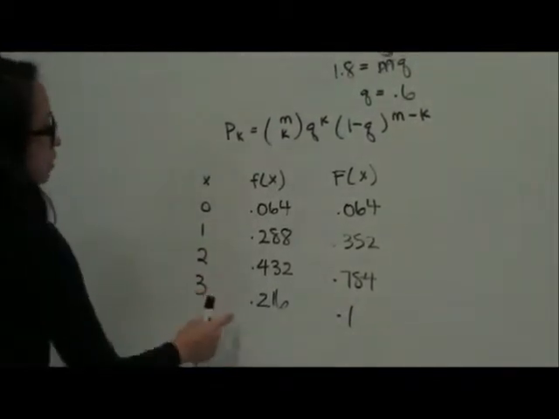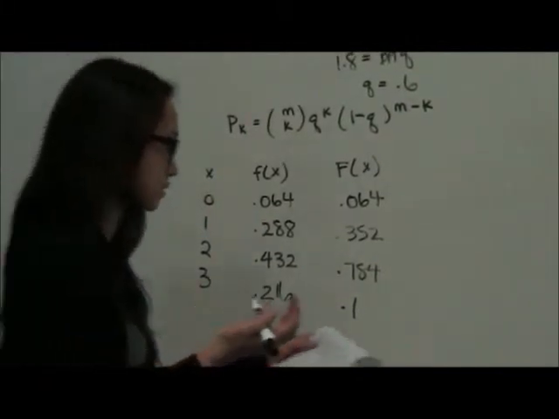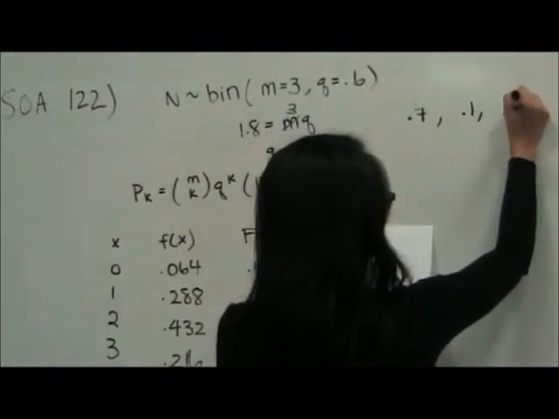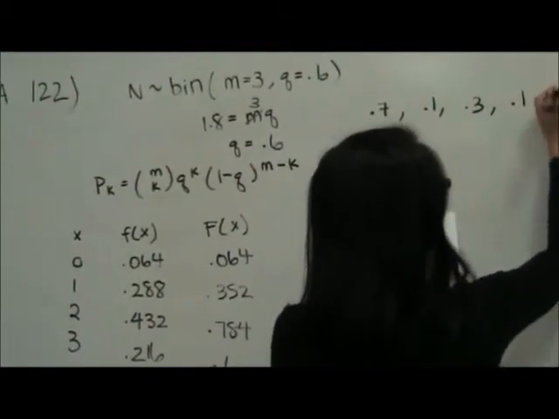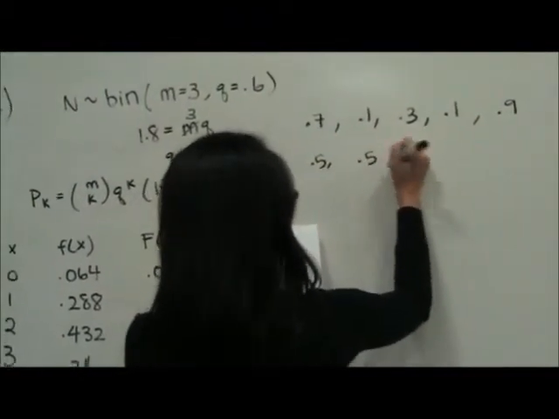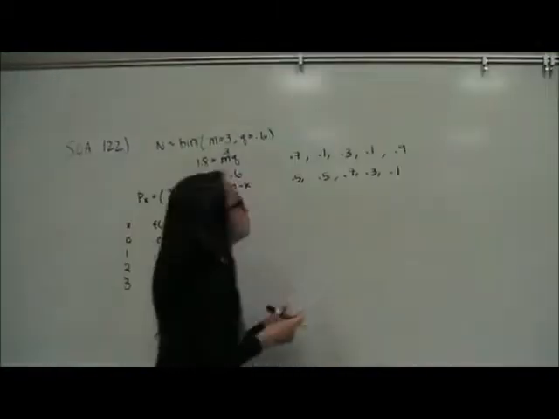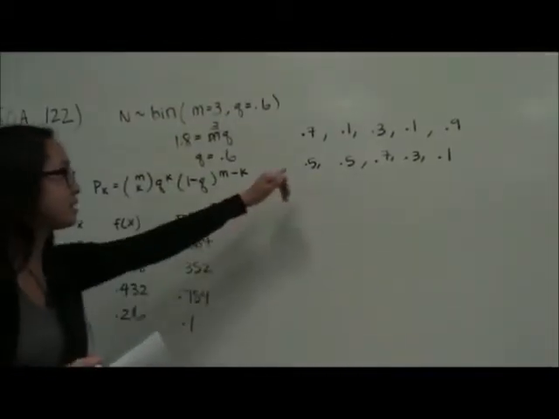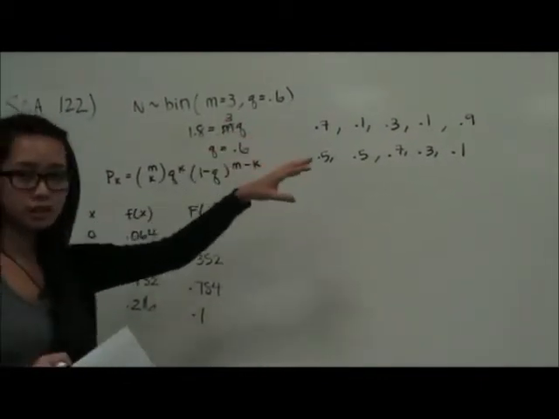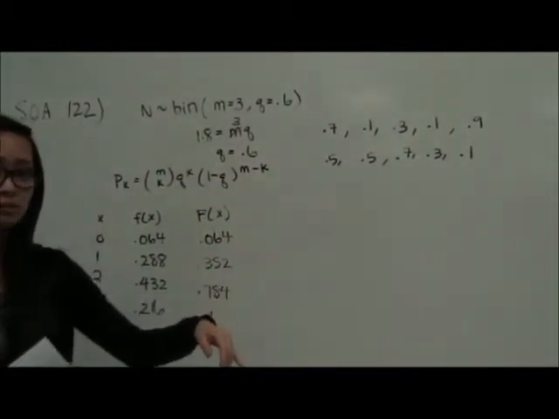So from here, we can start simulating the number of claims with our pseudo-random sequence, which is 0.7, 0.1, 0.3, 0.1, 0.9, 0.5, 0.5, 0.7, 0.3, 0.1. Now this problem is weird in the sense that they gave you a pseudo-random sequence, but they didn't give you two separate ones, one for your claims and one for your severity of those claims. So you kind of just have to alternate between them.